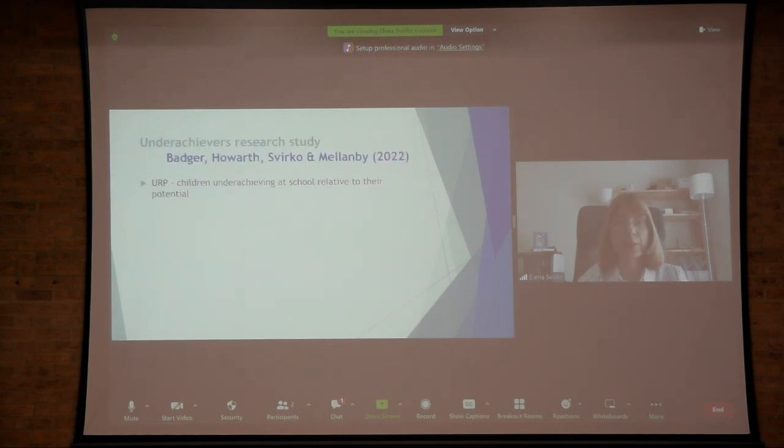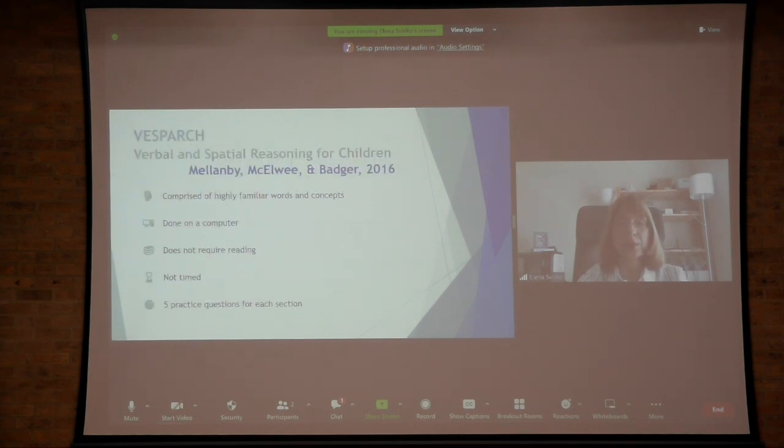In another line of work, Jane and colleagues looked at underachievers. Underachievers are children who are performing more poorly in school than would be expected from their potential. And the potential is measured by VESPARCH. It's a verbal and spatial reasoning test for children. It was developed by Jane over the years. It's a culture fair intelligence test, which is done on a computer. It does not require any reading. Children listen to all the instructions and stimuli through the headphones. They can listen to the stimuli and look at the stimuli as many times as they want. There is no time limit on the test, and they get a lot of practice questions. So even if they have trouble understanding the instructions, we usually get the point of the test just from getting feedback for the practice questions.